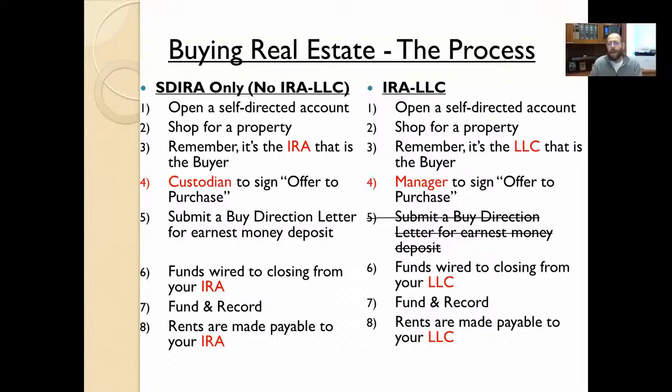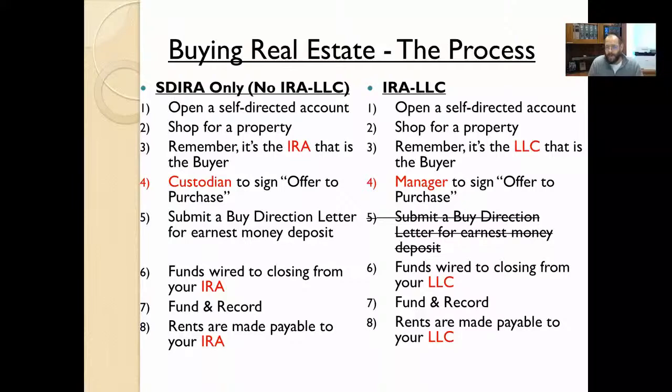When we talk about the IRA LLC, as I mentioned earlier about some of the convenience factors with checkbook control, if you notice, we get down and we cut out number 5. You still have to open up the account. You still got to shop the property. Now it's the LLC that's the buyer, not the IRA. The manager signs off and not the IRA custodian, which is a very convenient area. No need for direction letters and time delays and added cost, because you, the manager, are doing all this.